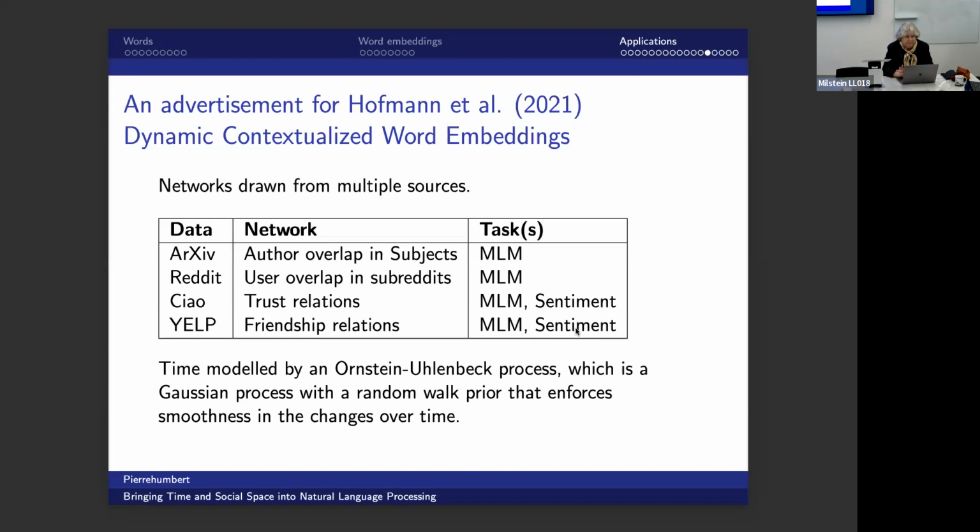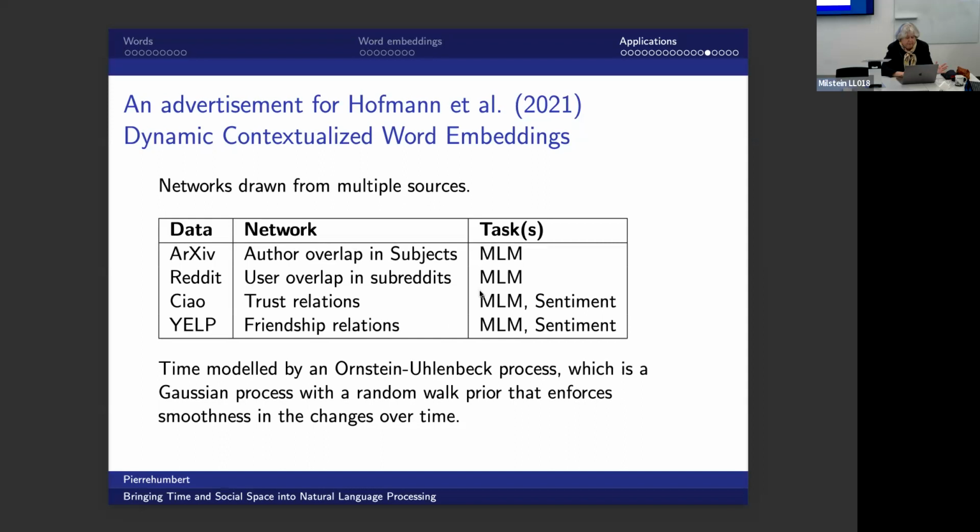So now we're not just going to slice stuff up. Time is modeled by an Ornstein-Uhlenbeck process, which is a Gaussian process that's very much used in financial math and stuff, with a random walk prior that enforces some smoothness and changing over time. Okay. And we have our whole network set up.